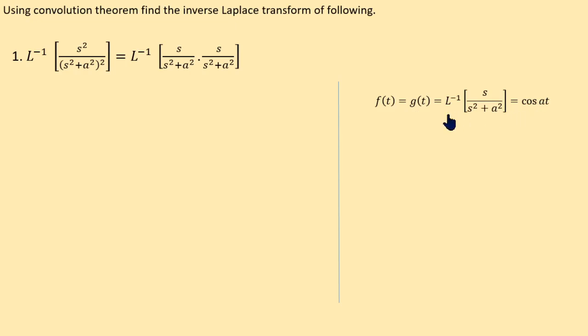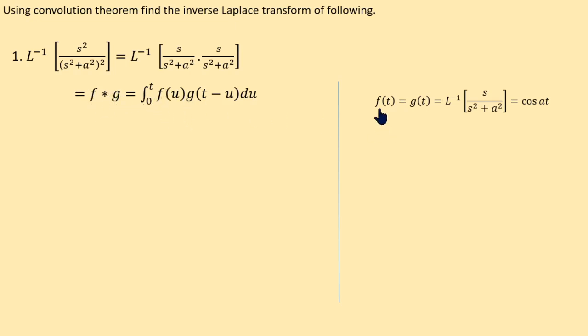By the convolution theorem, inverse Laplace transform of this F of s into G of s is nothing but f of t star g of t. That means convolution of f of t and g of t. Convolution of two functions is integral 0 to t f of u g of t minus u du. Here you are integrating with respect to u, then limit is from 0 to t, that is convolution of the two functions f and g.